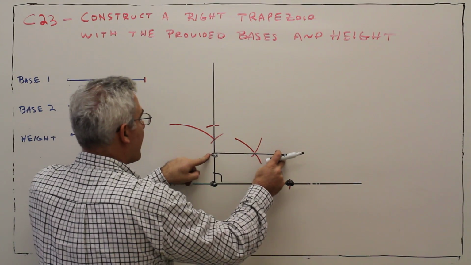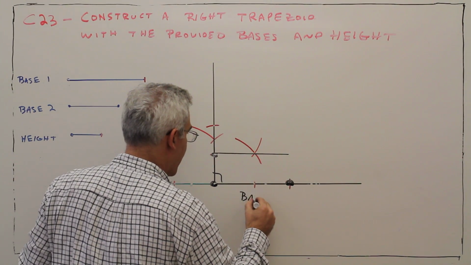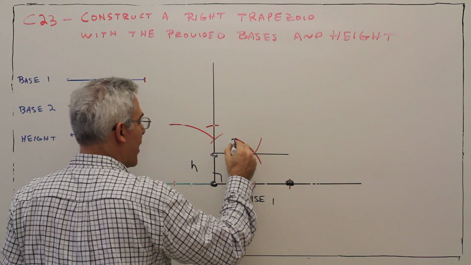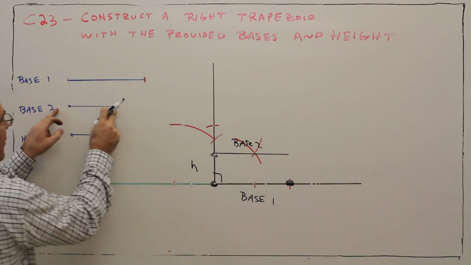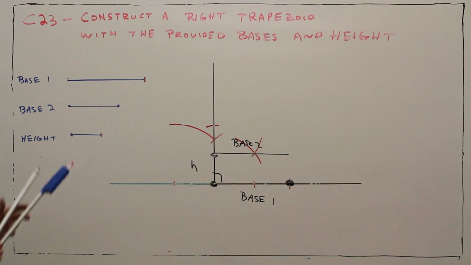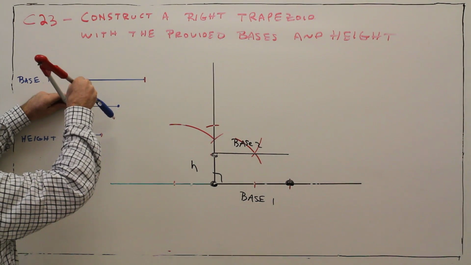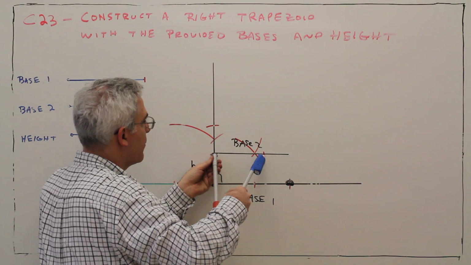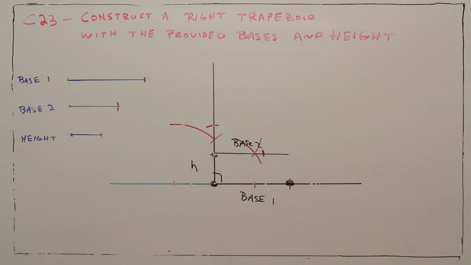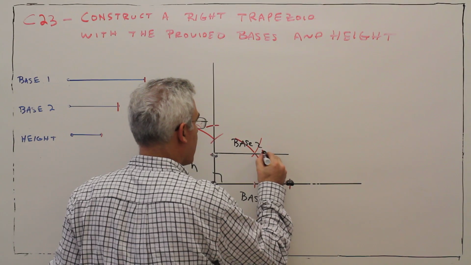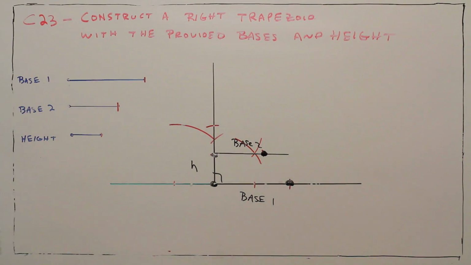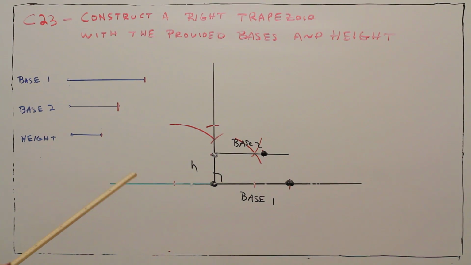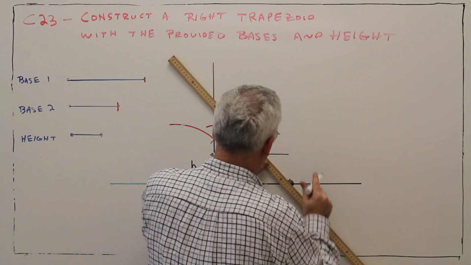Now just so you know, this is base 1. This is the height. This is base 2. Base 2 is that length. And I'm done. I've got all 4 vertex points. I'll just connect them in green so it stands out a little bit better.